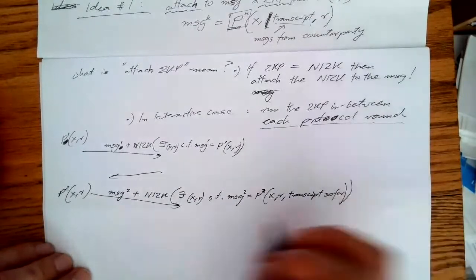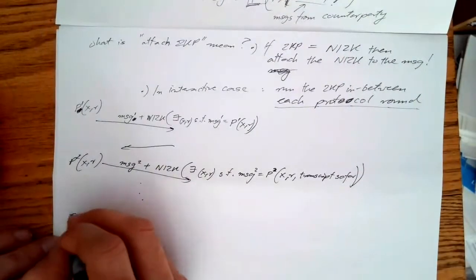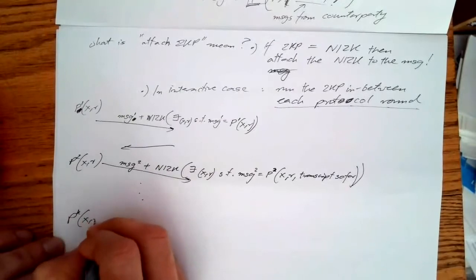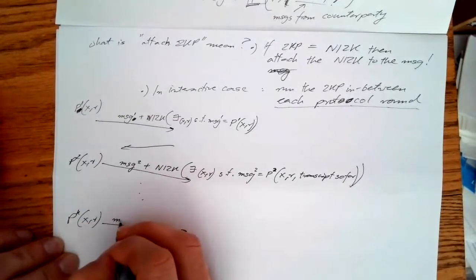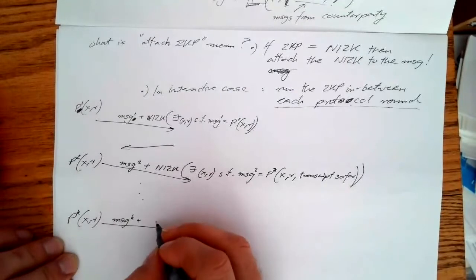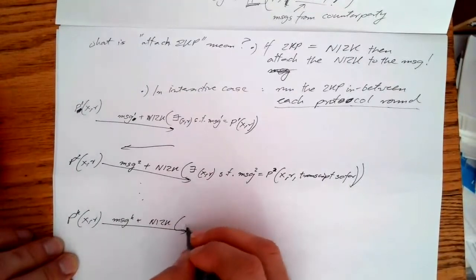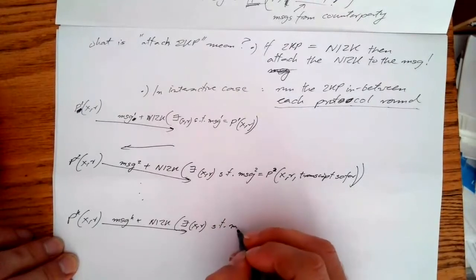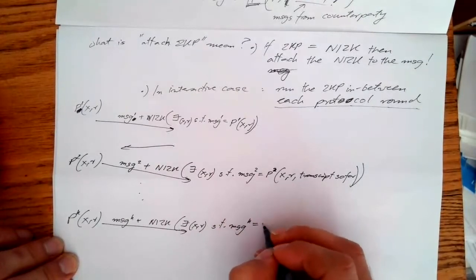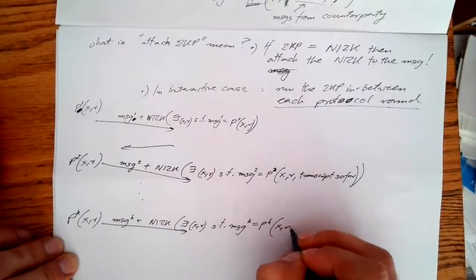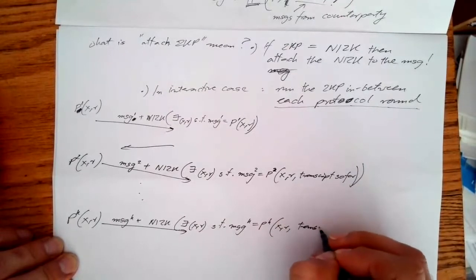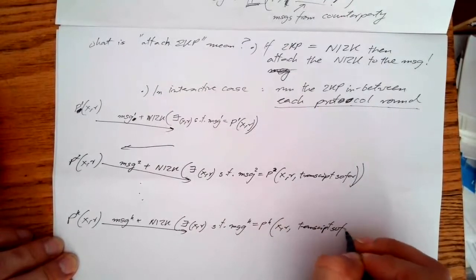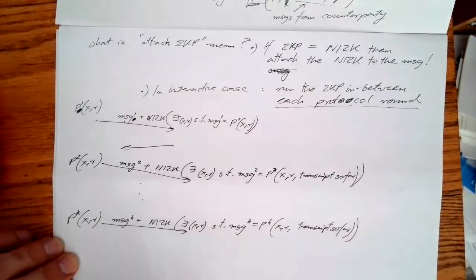Okay, and I do this in each round. I'm sending the message plus a NISC that there exists XR such that message K is PK of XR and transcript so far.